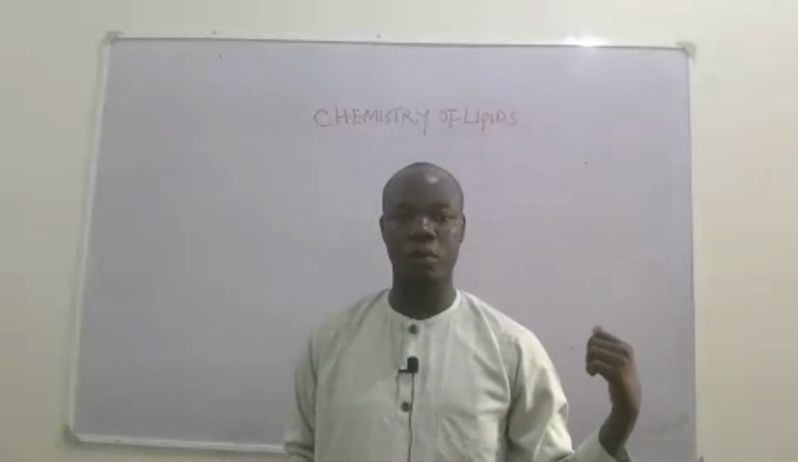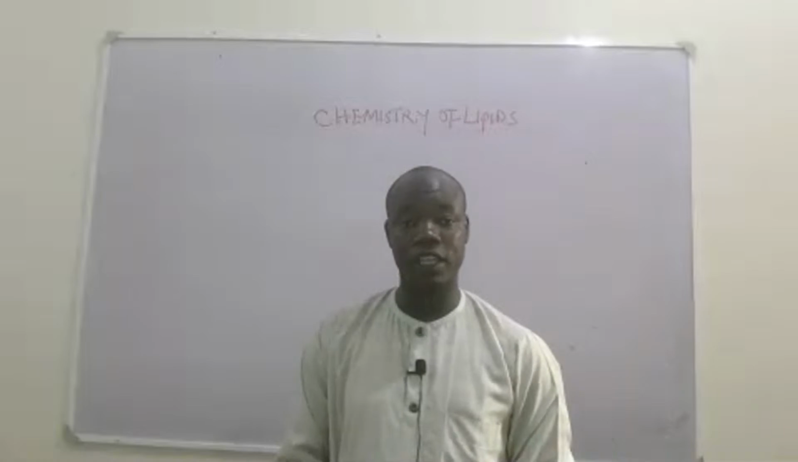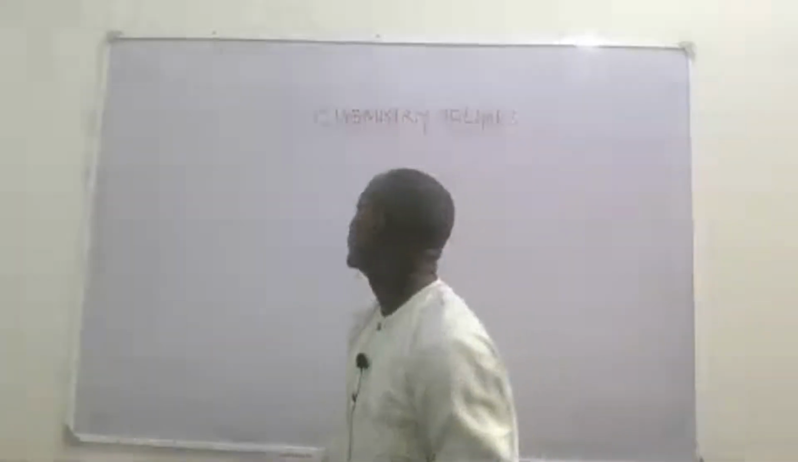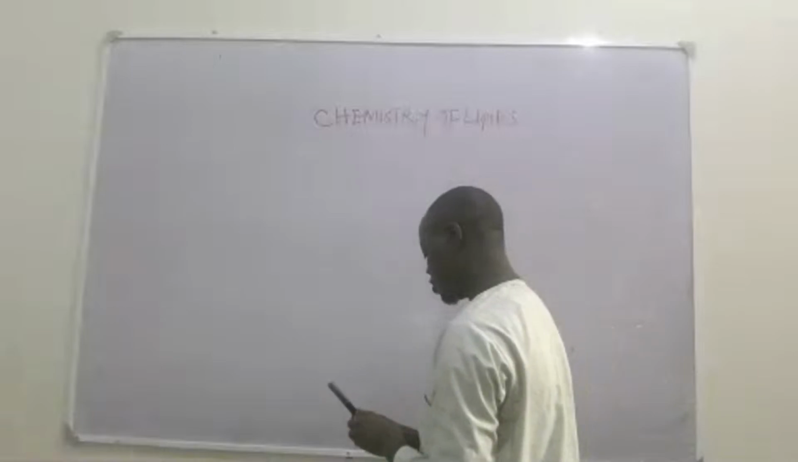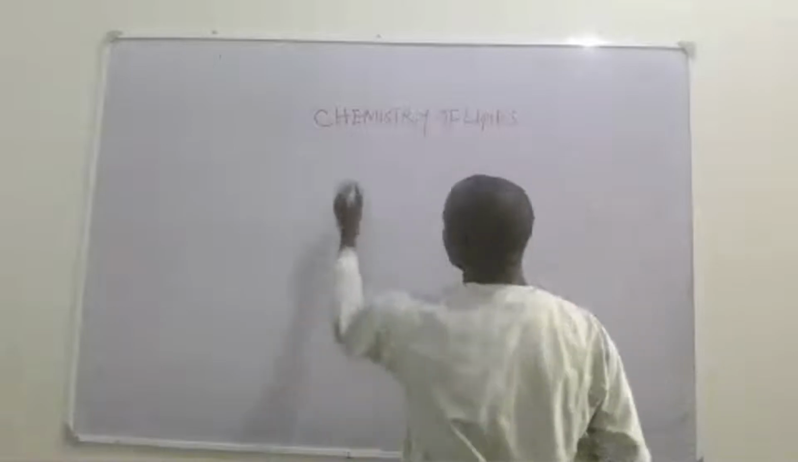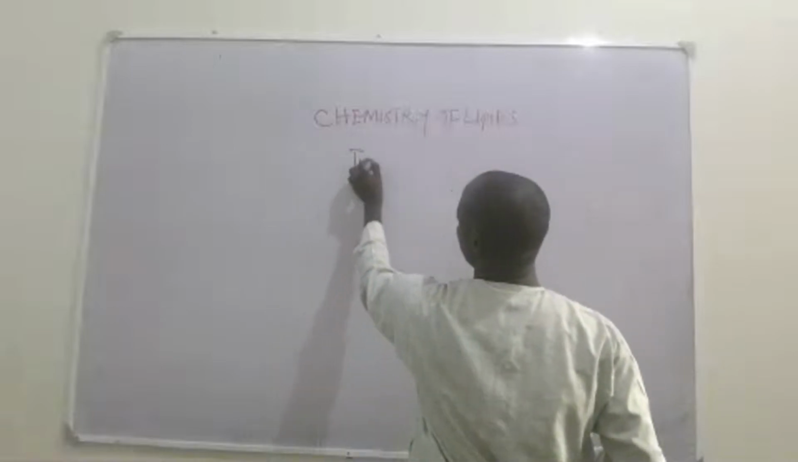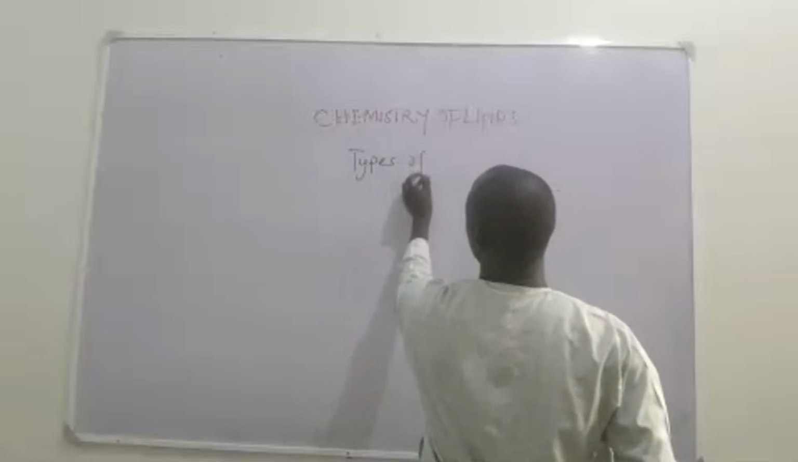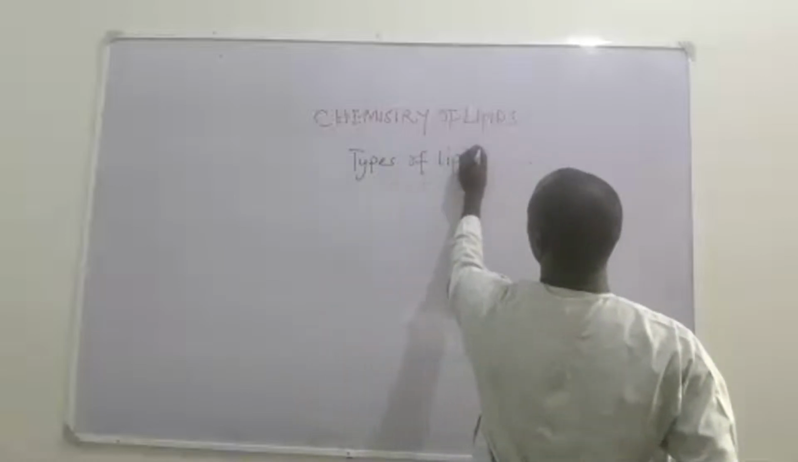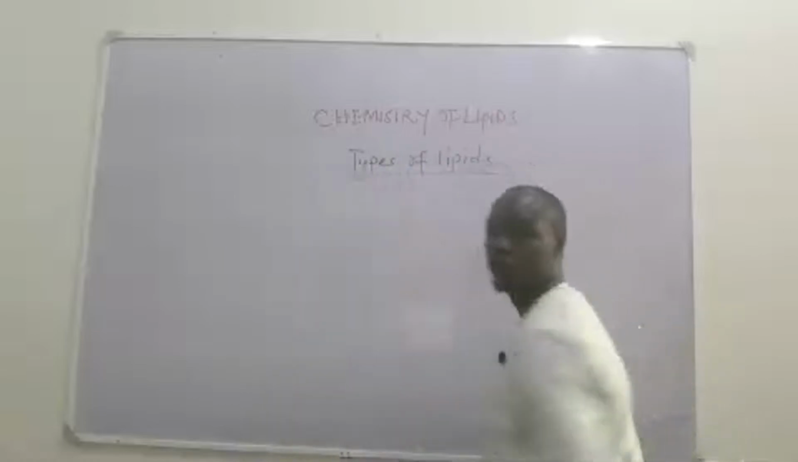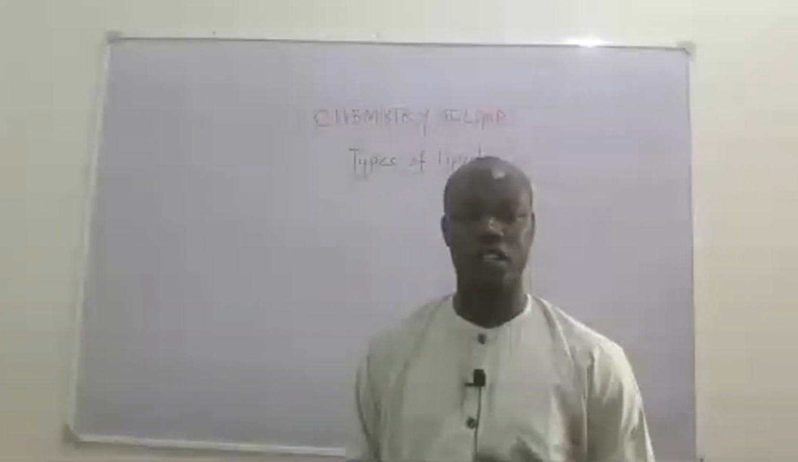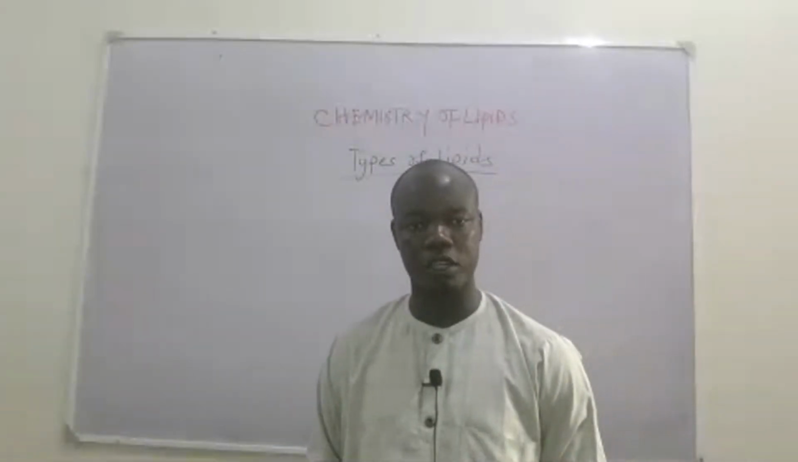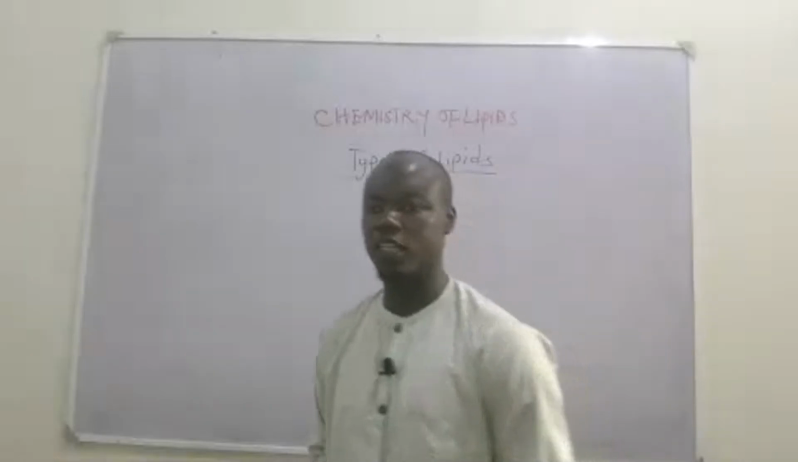So please, can you see the board now? So as we said, we started with the types of lipids. We started with the different types of lipids. So we say that lipids are divided into three. We have simple lipids, we have complex lipids, and we have derived lipids.